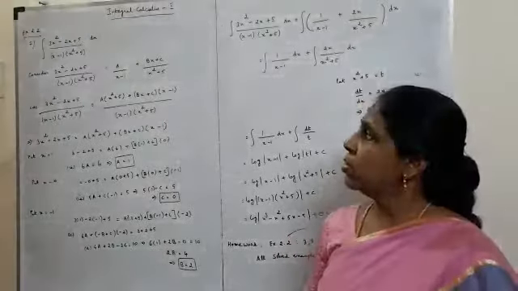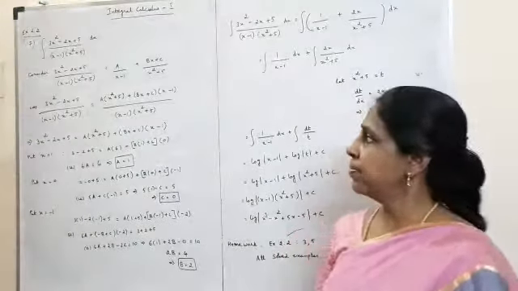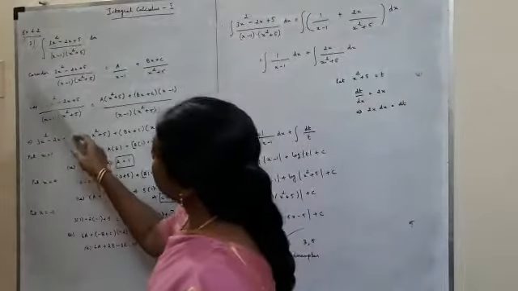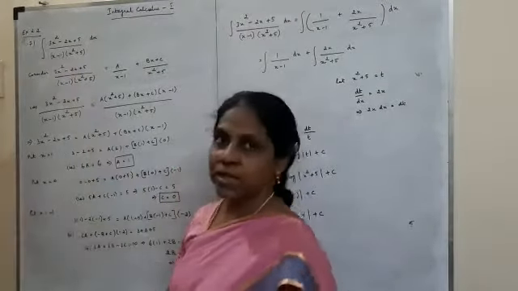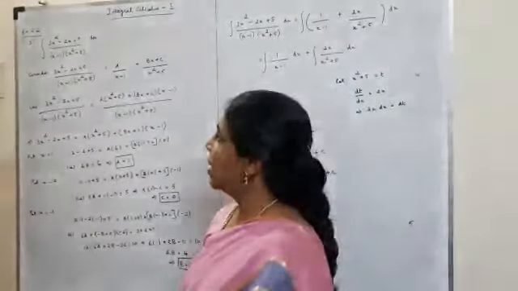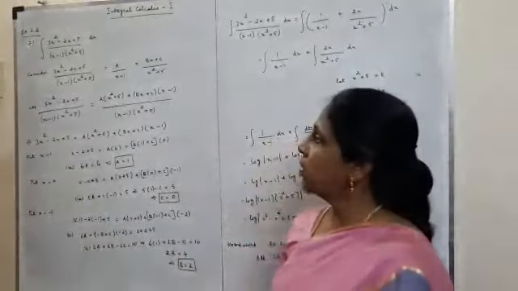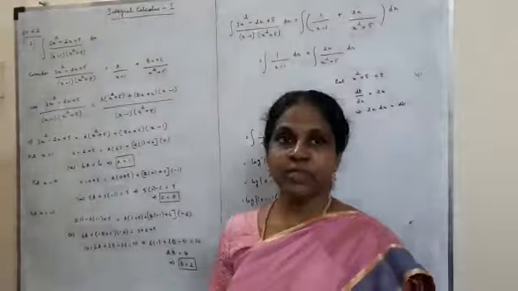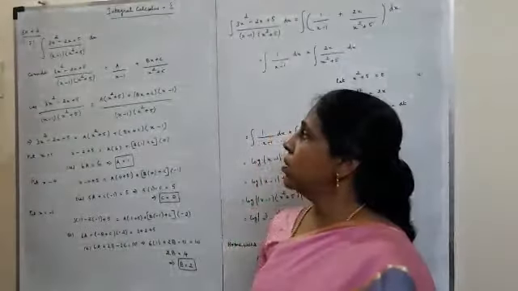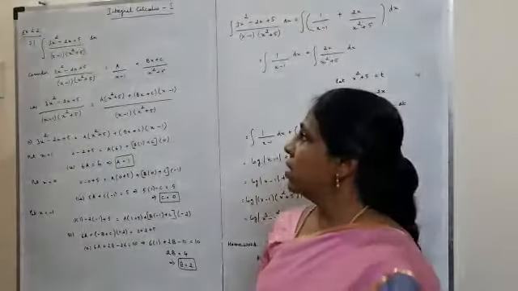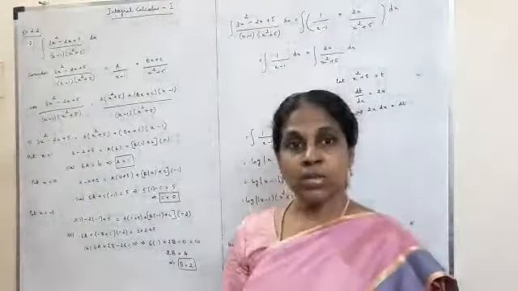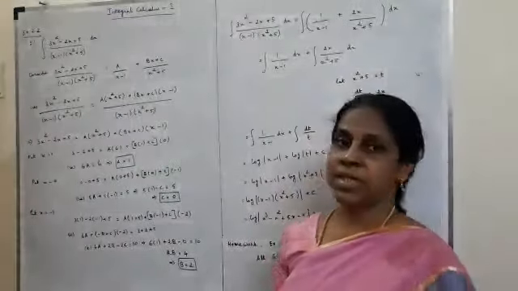We now pass on to problem number 7. Integrate (3x² − 2x + 5) by (x − 1)(x² + 5) dx. So here also we have a rational expression. We have to split it into its partial fractions, and as before it is also a proper rational expression.